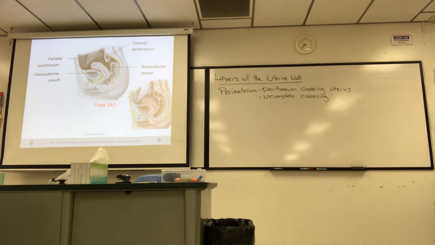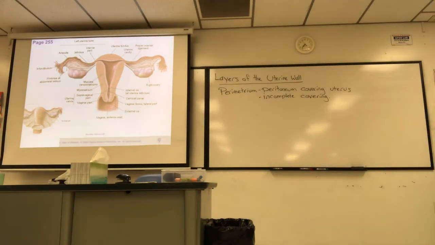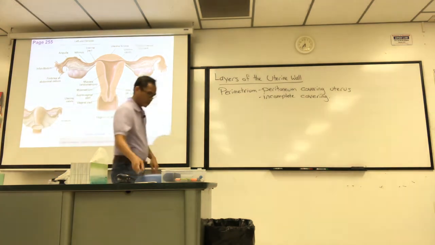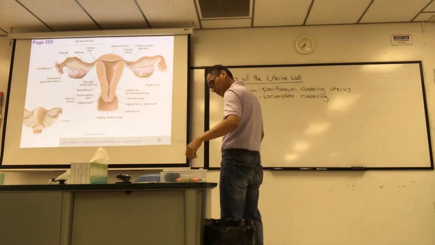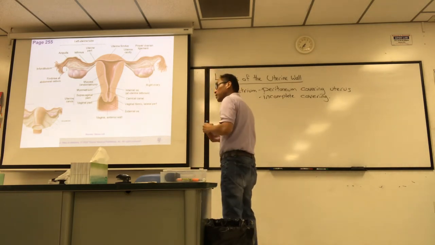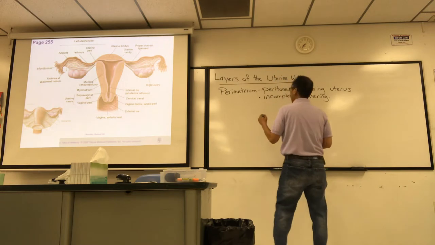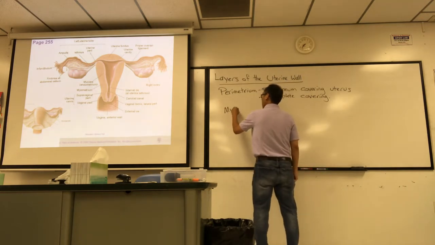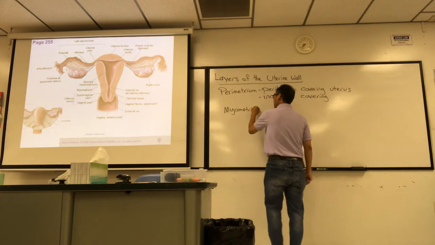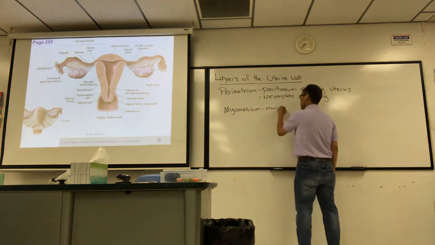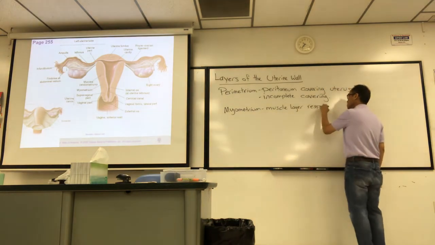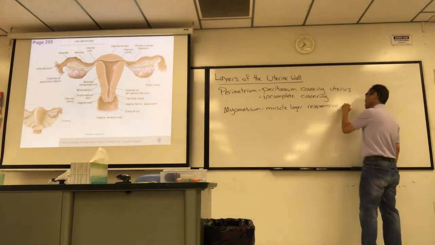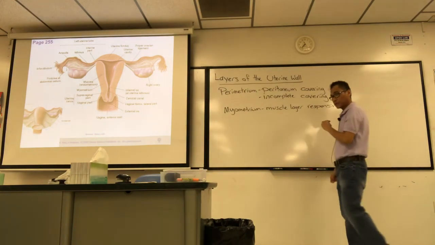The bulk of the uterus is muscle. It's the myometrium. Okay, it's the thickest part of the uterine wall. It will expand as the baby develops in there during pregnancy. So this is the muscle layer. That's responsive to the oxytocin.